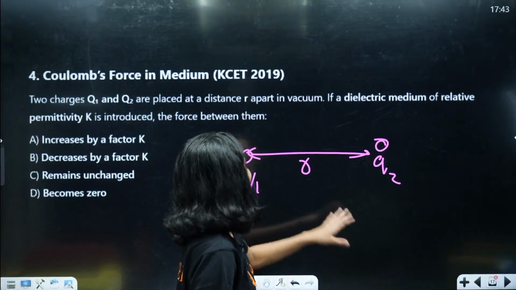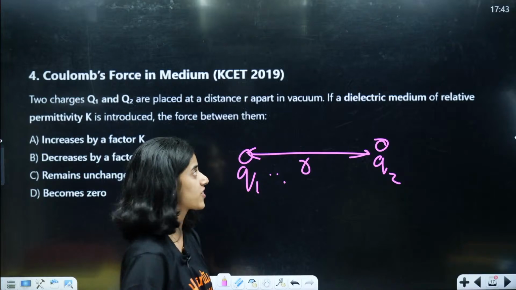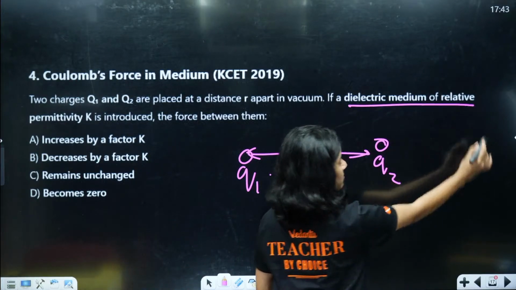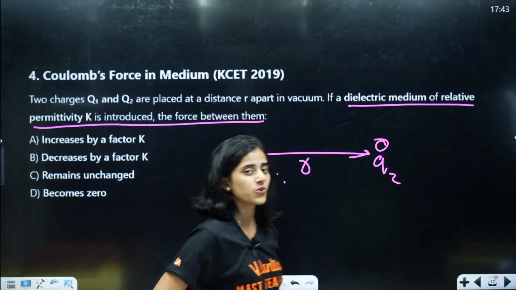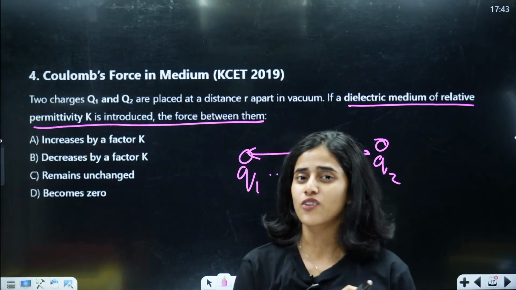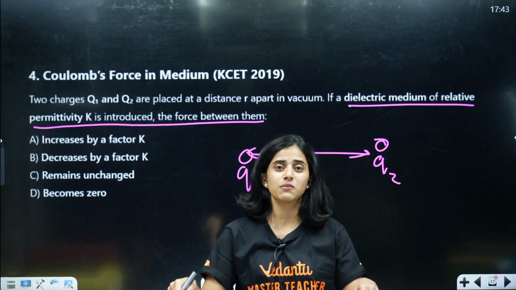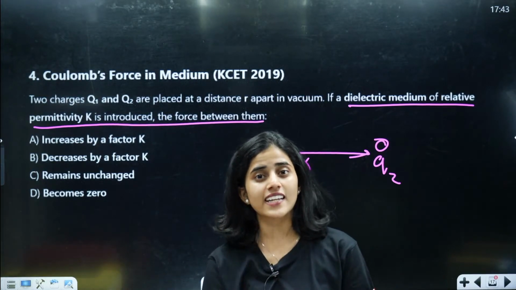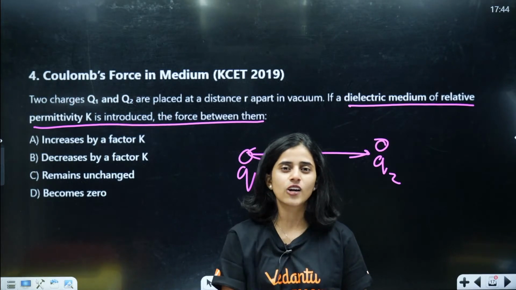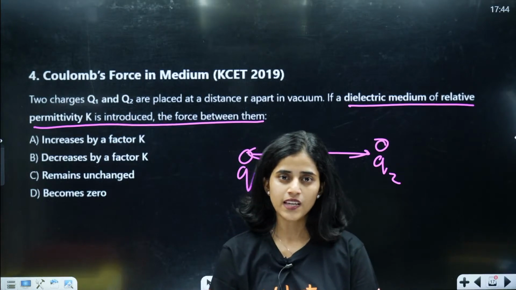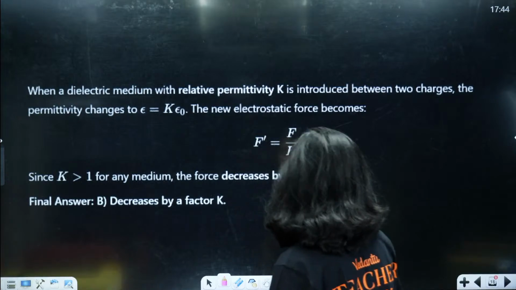There are 2 charges placed at a distance r, but the only difference is that a dielectric medium of relative permittivity K is introduced between them. So these charges are not in free space. They are kept inside a medium which has a dielectric constant. So we will have to slightly alter Coulomb's force. Let's see how we do that. It's not such a big deal. It's a very simple thing.